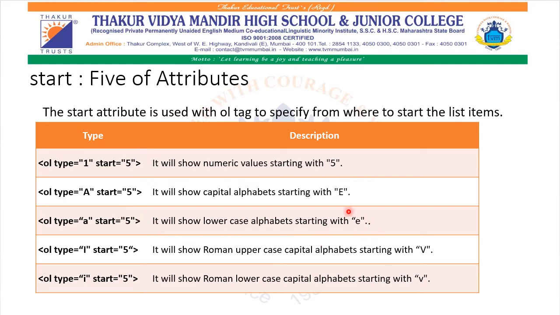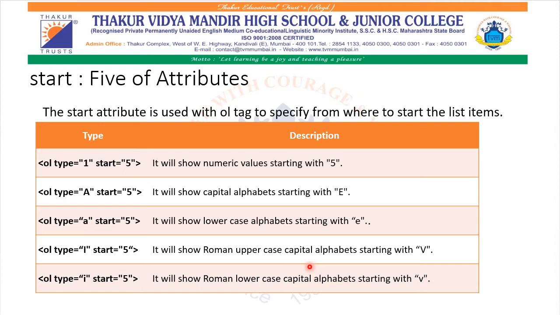Now the fourth is when the OL type is capital I and the start is 5, it will show the Roman uppercase capital alphabet starting with V, that represents 5 in Roman number. This means when the type is capital I, which is Roman uppercase, and the start is 5, in the Roman case, the list will start from the fifth position, that is capital V, which represents Roman 5.